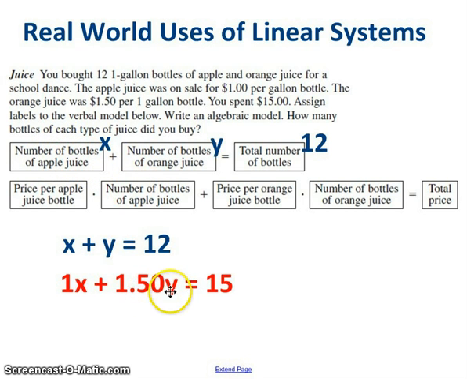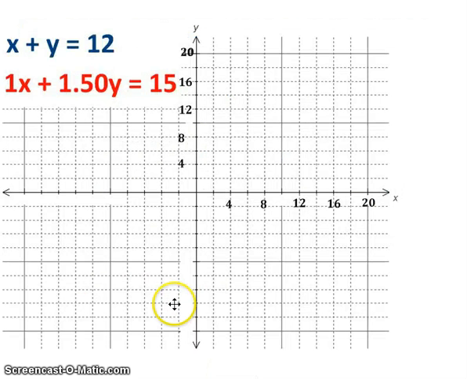Plus 1.50 times y. Well, 1.50 is the price of OJ, and this box, number of bottles of orange juice, is exactly the same as what I called y up here. 1x plus 1.50y is equal to 15. What's 15? Well, 15 is the total price, and I got that 15 right here. In other words, you've sent somebody out, or you've done it yourself, and you've purchased 12 bottles. And those 12 bottles combined cost $15. You want to figure out how many of them were X, how many of them were apple juice, and how many of them were Y.